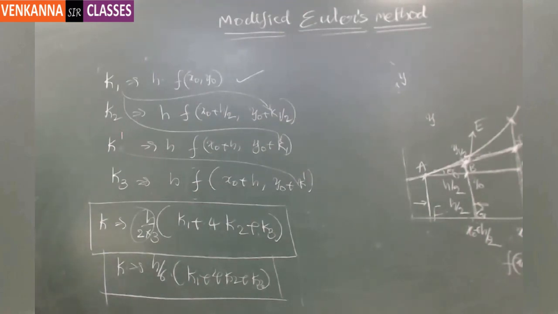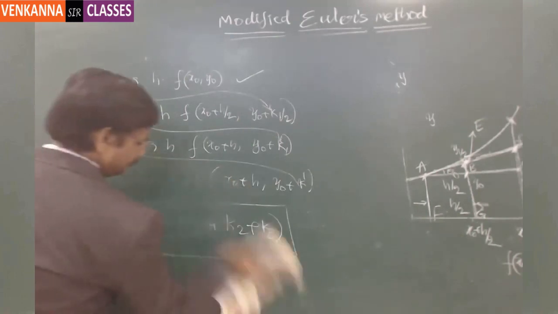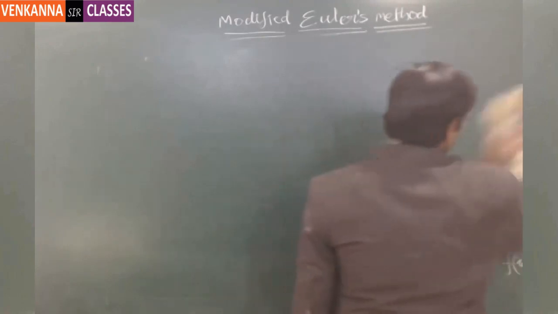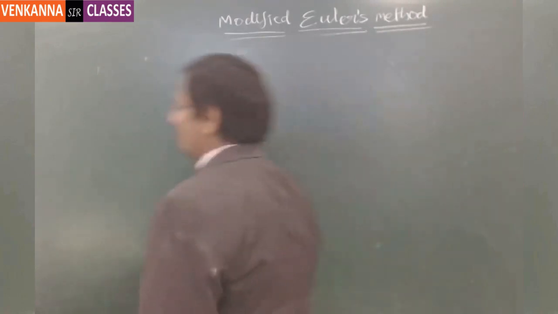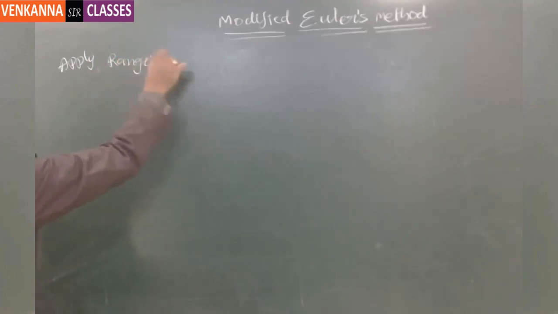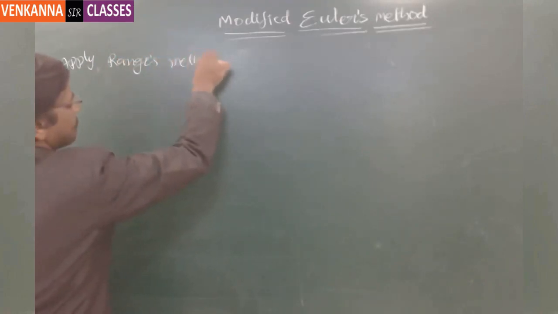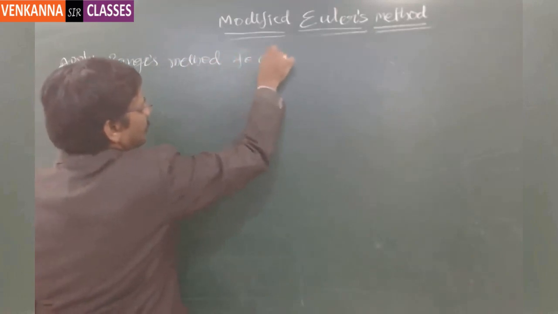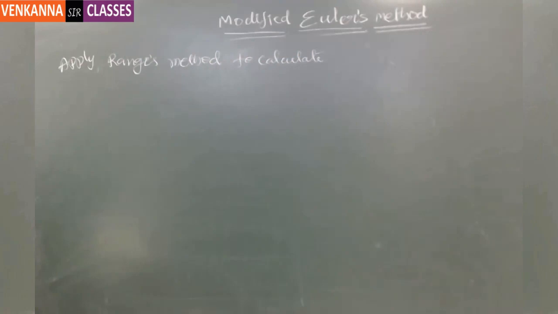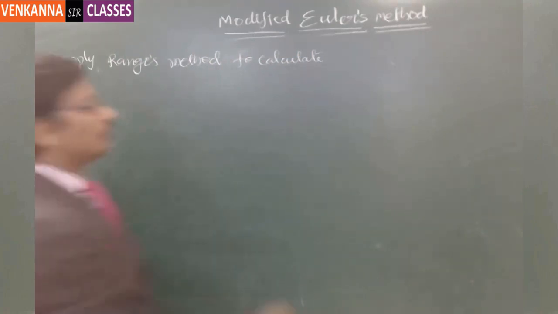Okay. So apply the Runge-Kutta method. These formulas you have to remember. Apply the Runge-Kutta method to calculate an approximate value of y when x equals 0.2.